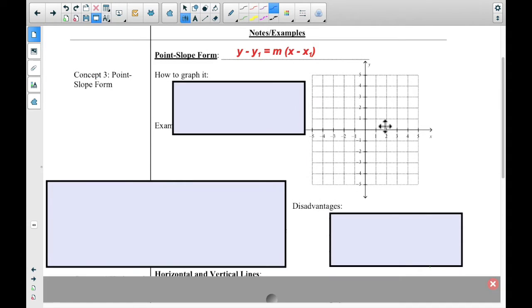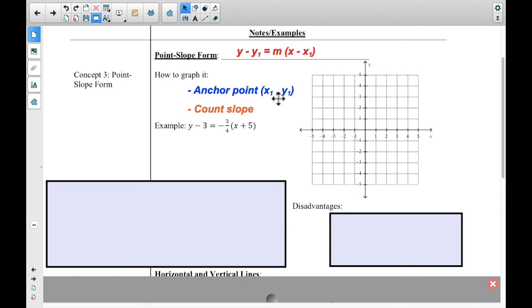Well, once again, this is not as familiar to us, so maybe you don't remember how to graph it, but let's talk about how we're going to graph this. What we do is we look at the information and we get the anchor point. And when I say anchor point, I'm talking about paying attention to the ones that have these sub ones on them. That's going to be our anchor point. And then for the slope, we just count the rise over run.